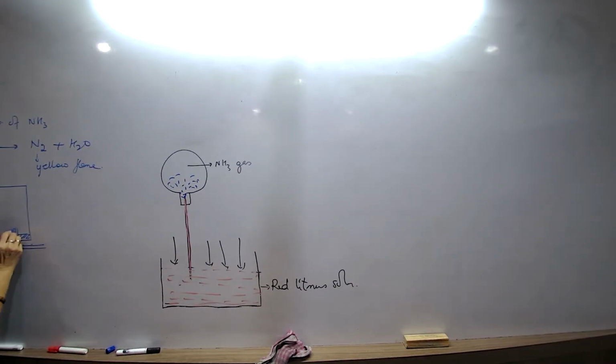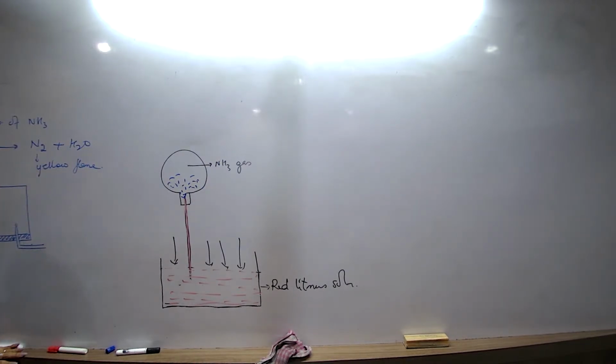Now this is your oxygen. The oxygen is coming out here, and your ammonia is getting into this tube, and in the presence of oxygen, it catches fire, and you're getting a yellow flame at the top. Ammonia burns in the presence of oxygen to give you the yellow flame of nitrogen and water.